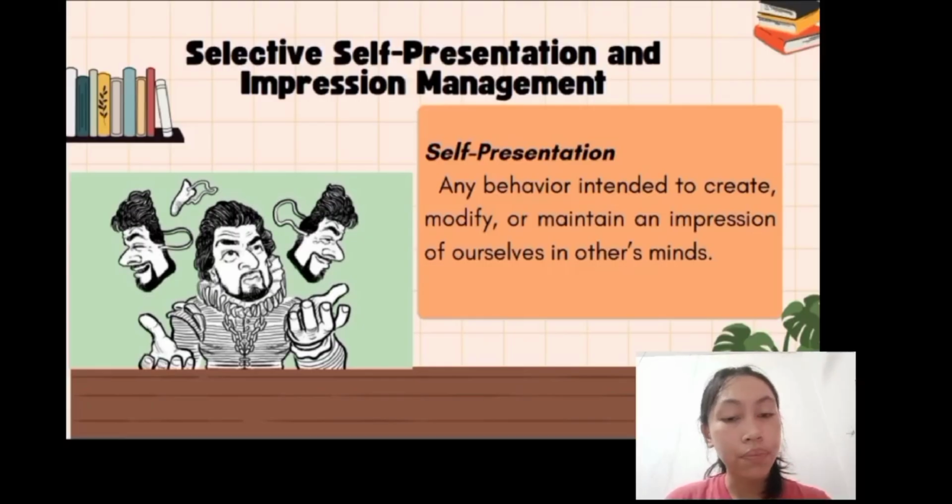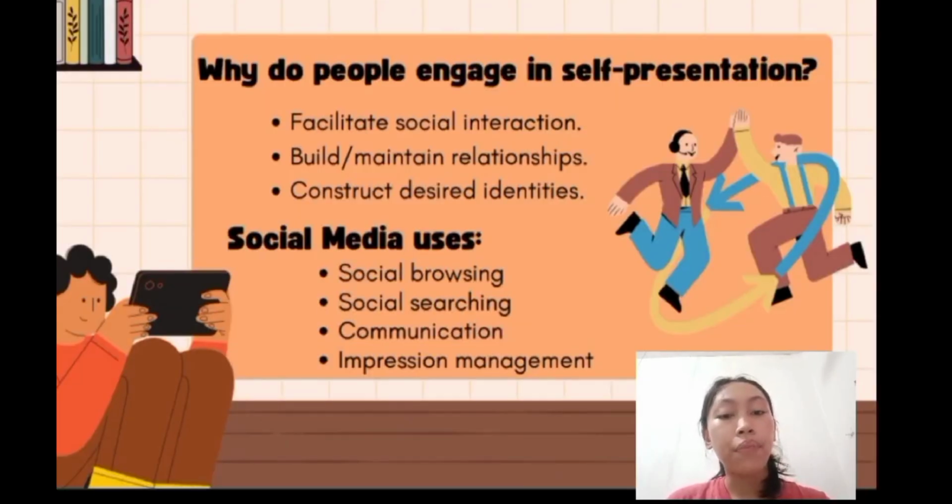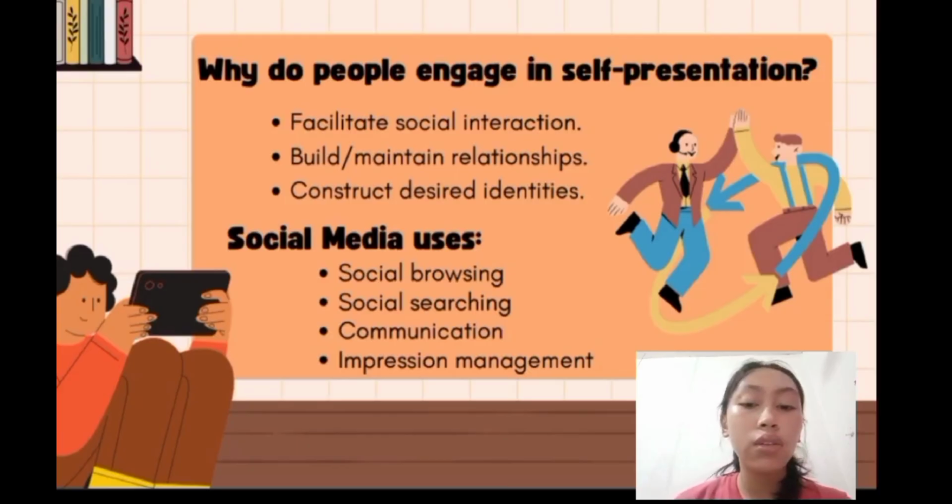Next is, why do people engage in self-presentation? First is facilitate social interaction. It helps us get along with others and navigate social interaction more smoothly. Next is maintain relationship. It allows us to form connection and strengthen bonds with people we care about. Next is construct desired identities. It gives us the opportunity to shape how we see ourselves and how others see us.